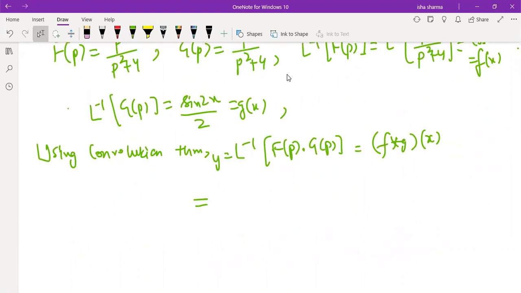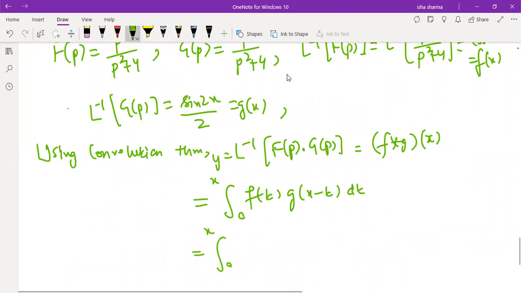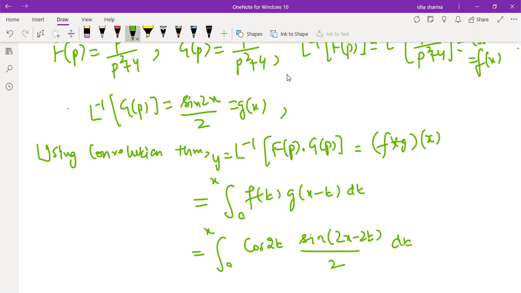So I'm writing that integral from 0 to x of f(t) g(x minus t) dt. f is cos 2x, so this is cos 2t. g is sin 2x by 2, so this is sin 2(x minus t) by 2. So this integral now we need to solve. Again, I mention that you have to integrate with respect to t, so you treat your x simply as a variable here.